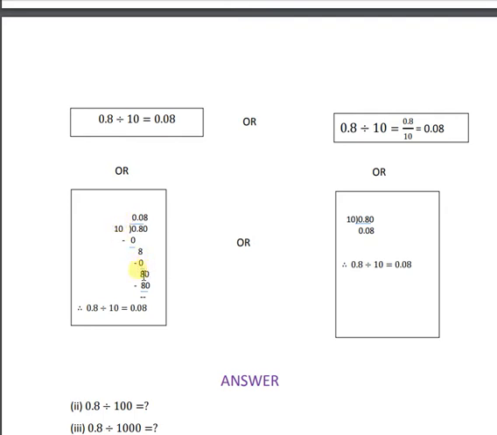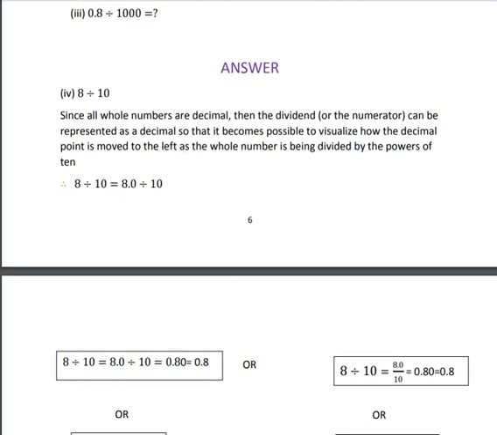Subtracting, you get 8, and then you drop 0 here, and then 10 into 80 is 8 times, and 8 times 10 is 80. Subtracting, you get 0. So in the end, you get 0.08. It means this dot has been moved one step towards the left, because 0.8 is divided by 10, which has only 1 zero. The same result will apply here. So let us look at another example.